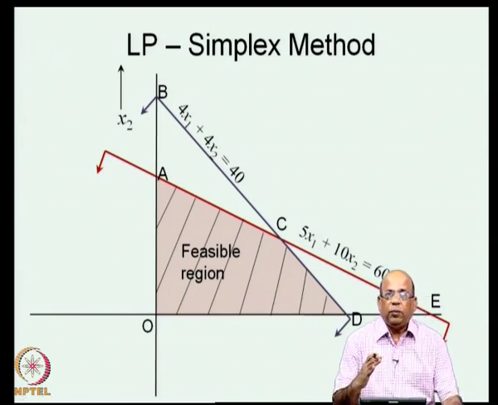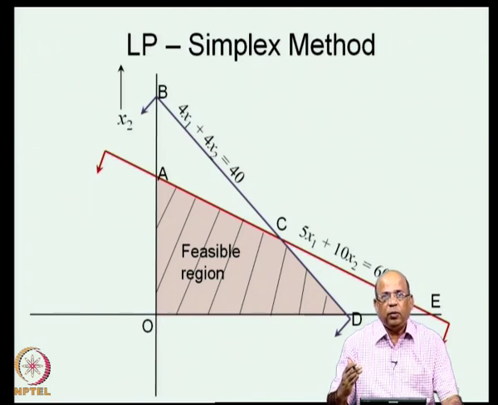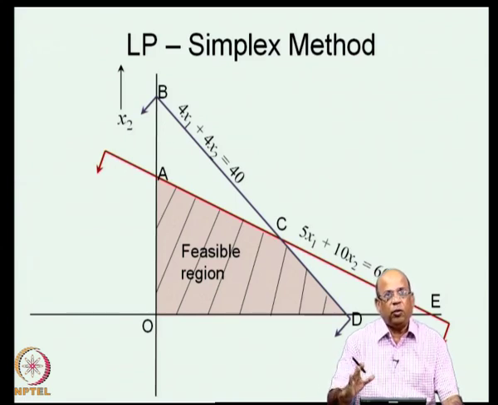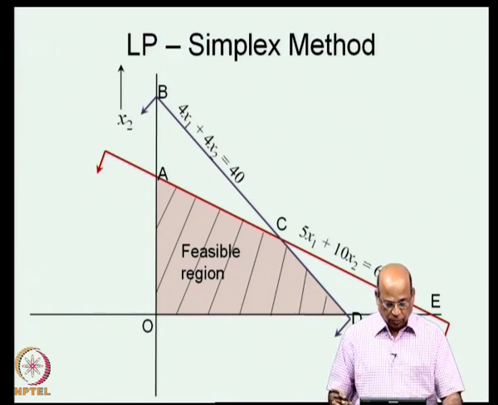So, the point is that starting with the initial basic feasible solution, we should move to the next basic feasible solution such that we achieve an improvement in the objective function value. Now, that is the whole basis for the algebraic solution, which is the simplex method of solution. Let us see how we do this.